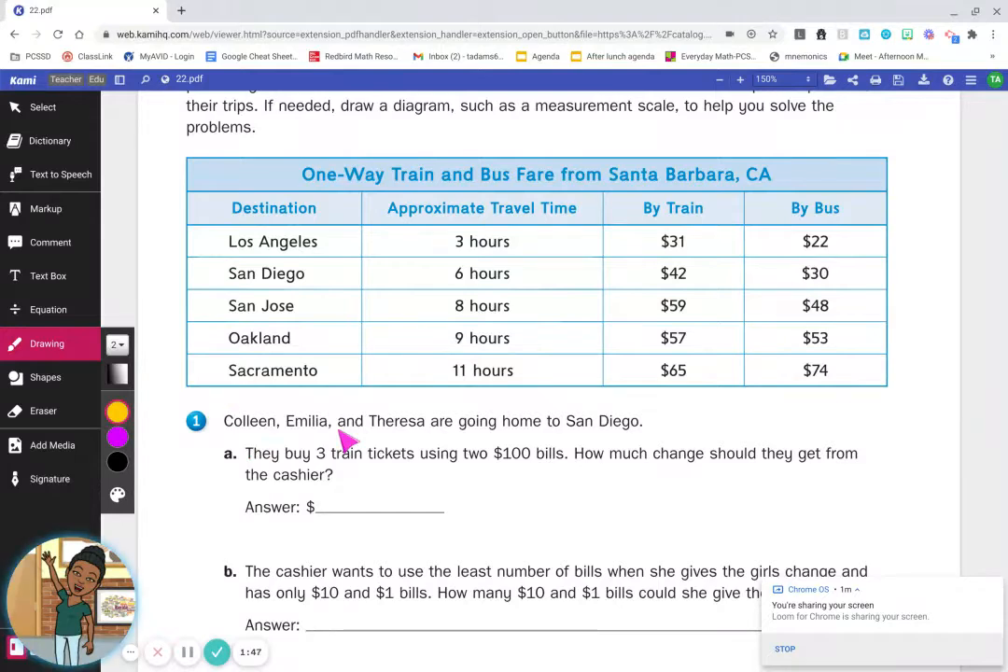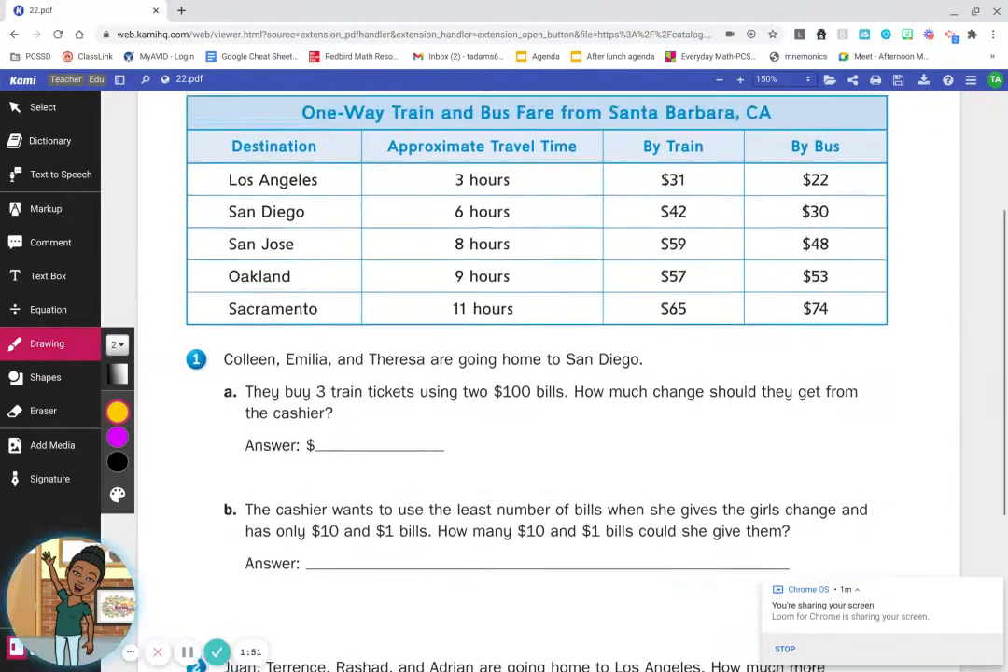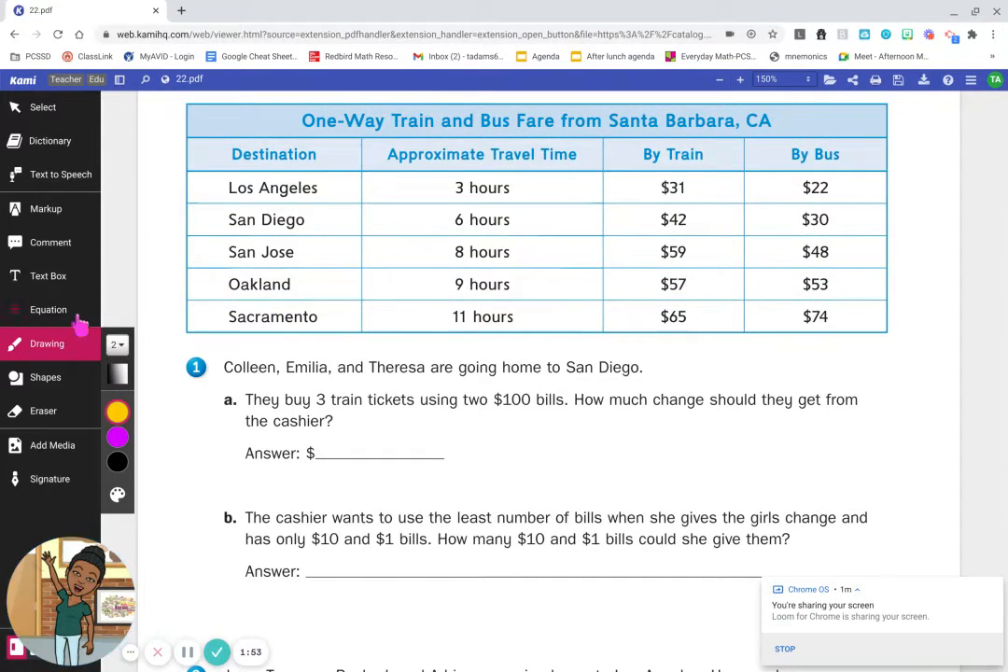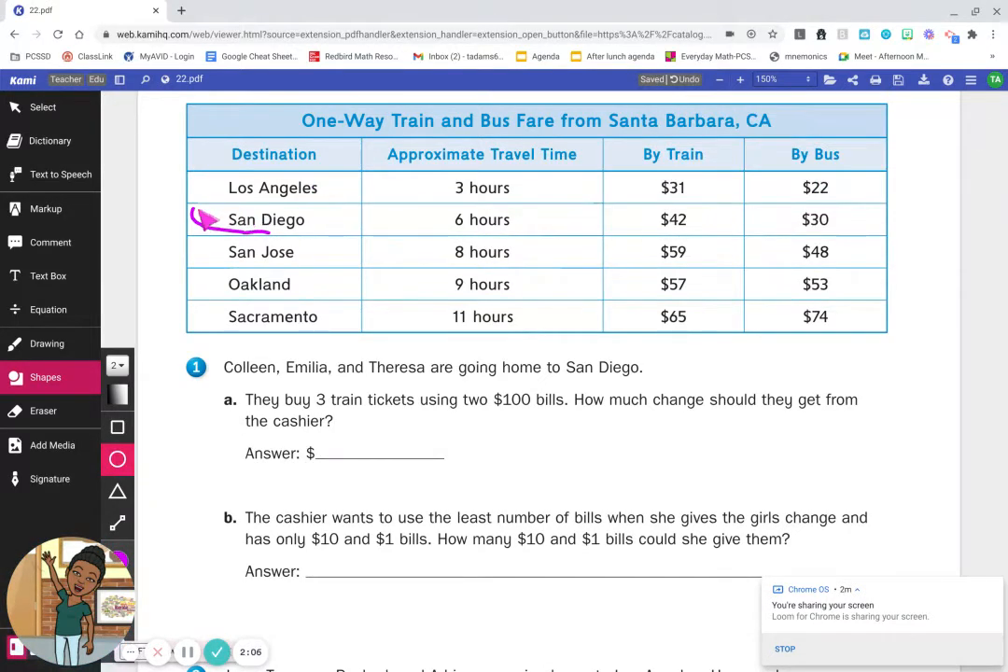Colleen, Amelia, and Teresa are going home to San Diego. Right away, before I go on, I am going to go to my drawing tool and I'm going to circle San Diego. Use my shape tool. Let's see if that works better. I'm going to circle San Diego.